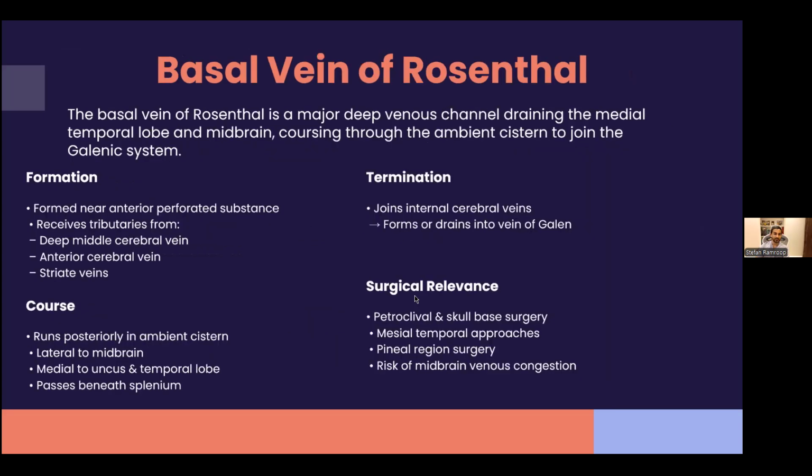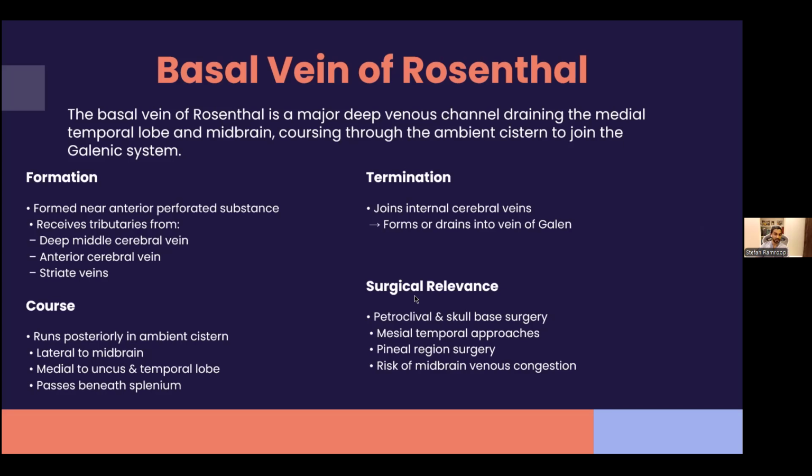Now looking at the basal vein of Rosenthal, it forms anteriorly near the anterior perforated substance, receiving tributaries from the deep middle cerebral vein, anterior cerebral vein, and your striate veins. And from there, it will course posteriorly within the ambient cistern. Its anatomical relationships are important. It runs lateral to the midbrain, medial to the uncus and medial temporal lobe, near the posterior cerebral artery, and in very close proximity to cranial nerve 3.